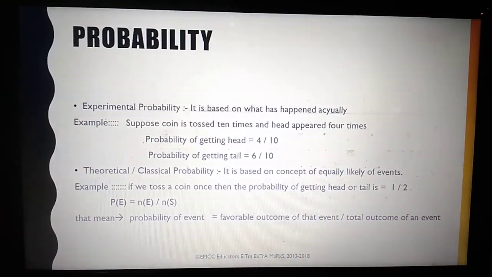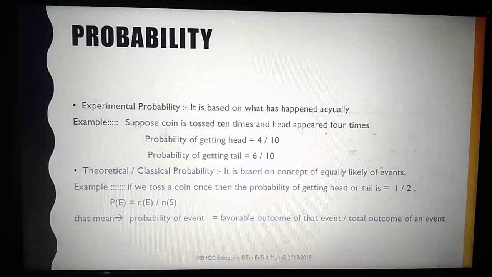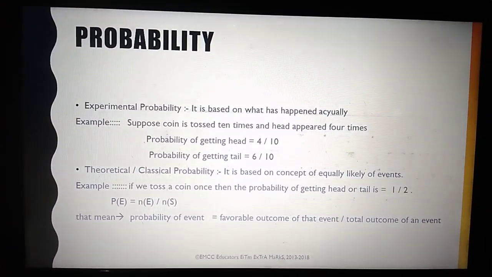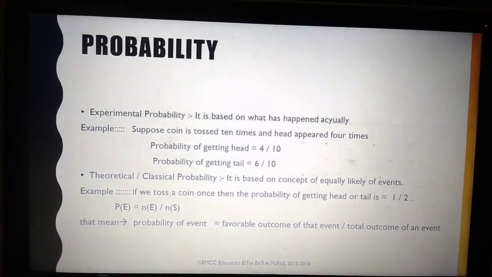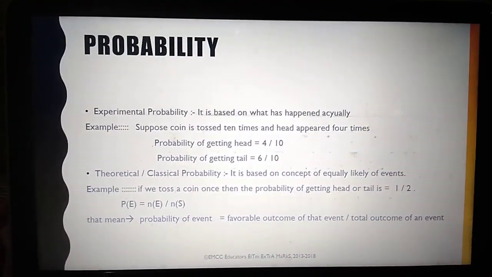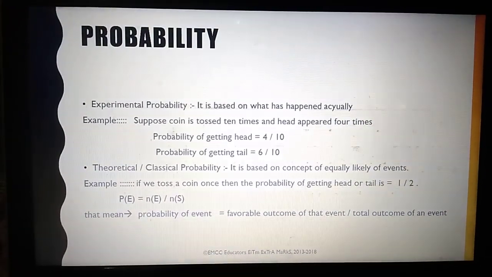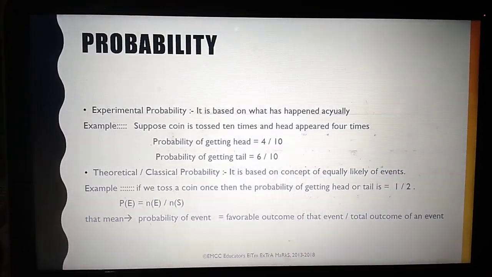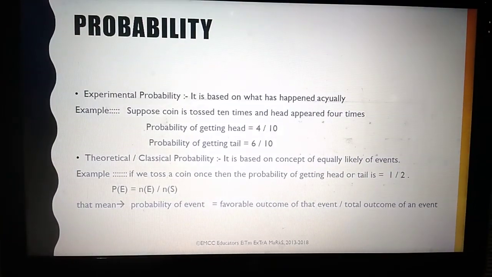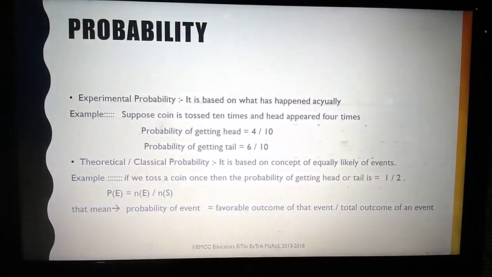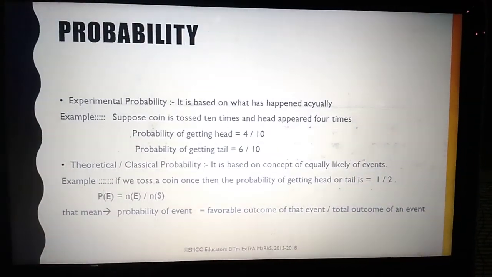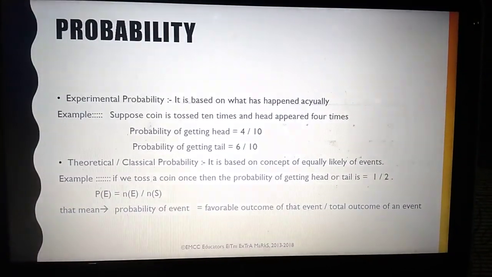Now we will look at theoretical or classical probability. It is based on the concept of equally likely events. If we have a coin and it is tossed, the chances of coming head and the chances of coming tail will be equal. If a coin has head and tail, the probability of head will be 50% and the chances of tail will be 50%. So the total will be 100%. We can conclude that there is half chance of coming head and half chance of coming tail. So the probability of getting head or tail is equal to half.